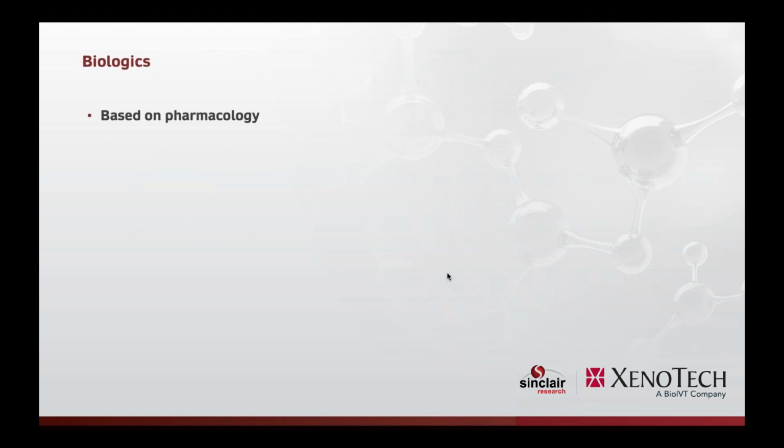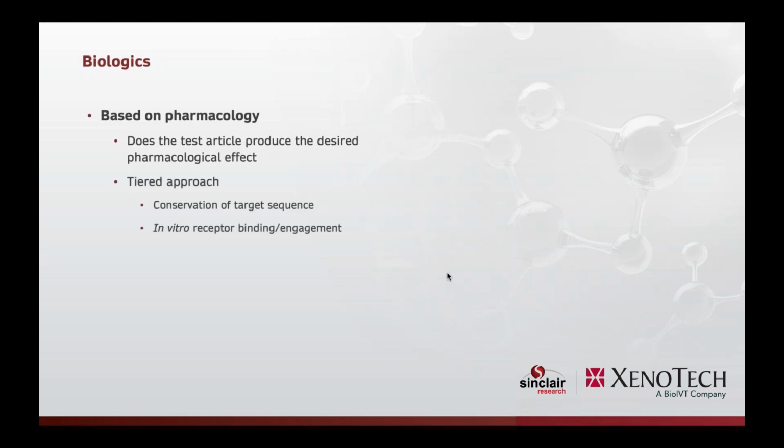So I'm going to touch upon biologics briefly, simply because they are a major class that's in the pipelines today. For species, it's all about the pharmacology. Can my test article, when given to an animal, elicit the desired pharmacological effect, yes or no? Now, to determine that, typically it's a tiered approach. So biologics are highly specific.